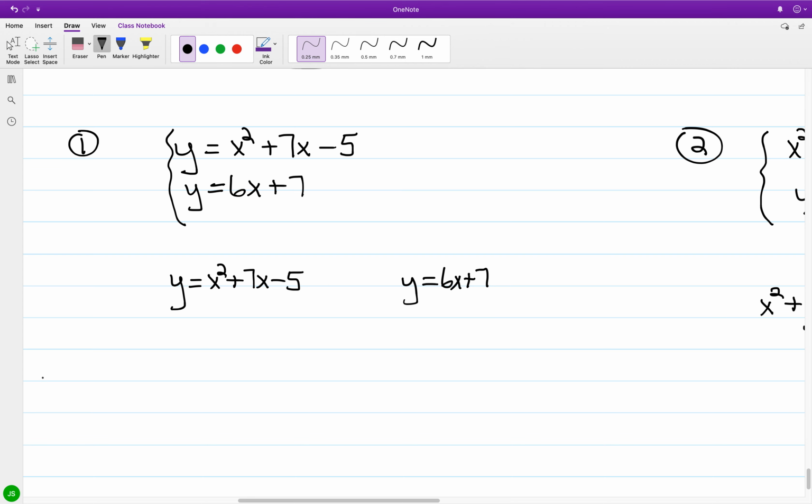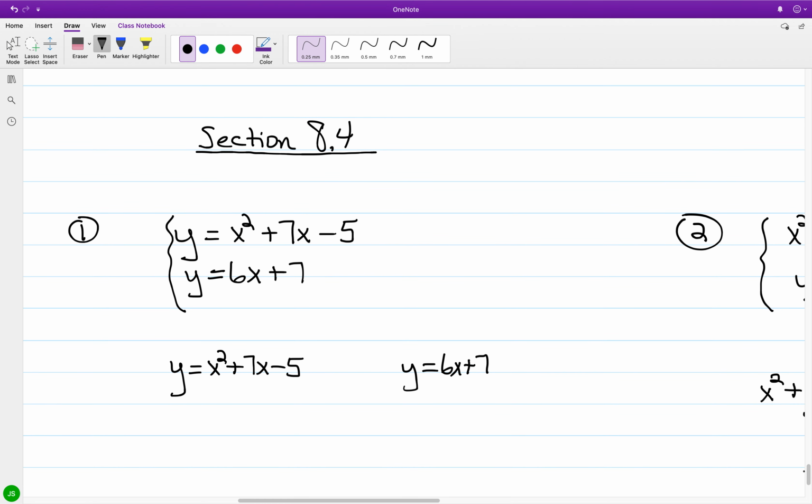Okay, for what we have, in section 8.4, we have a system of equations in x and y. Here we have y is equal to x squared plus 7x minus 5 for the first expression of y. And then for the second equation, we also have it expressed in terms of y, where y is equal to 6x plus 7.